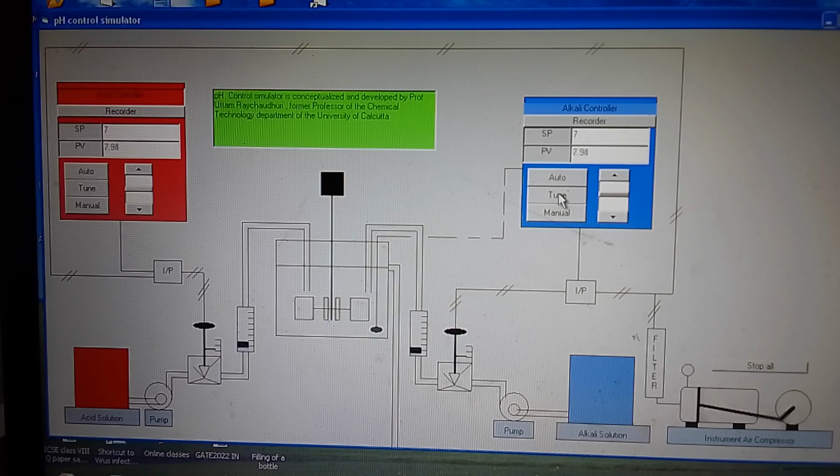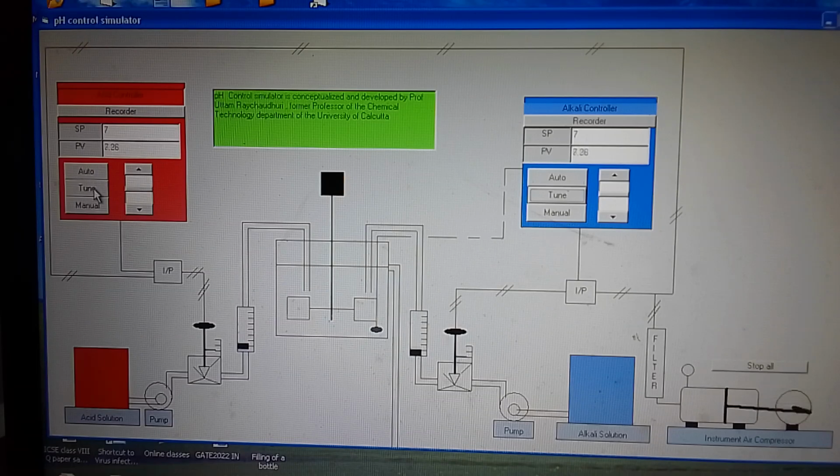There are also tune parameters. You can see the direct acting, proportional band 100, reset value is 0, and the rate value is 0, that is, it is only P control. This is a direct acting 100, reset value is 1, that means it is PI control, rate value is 0, that means it is PI.